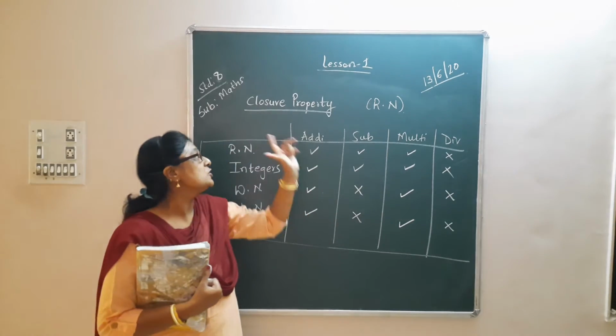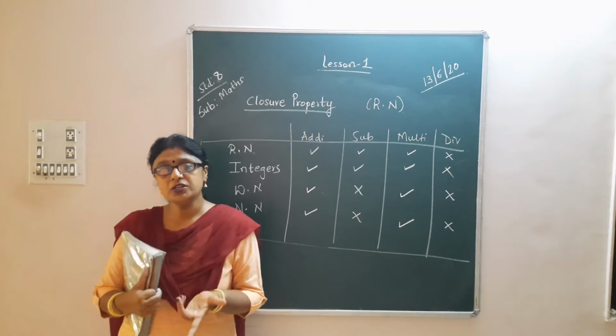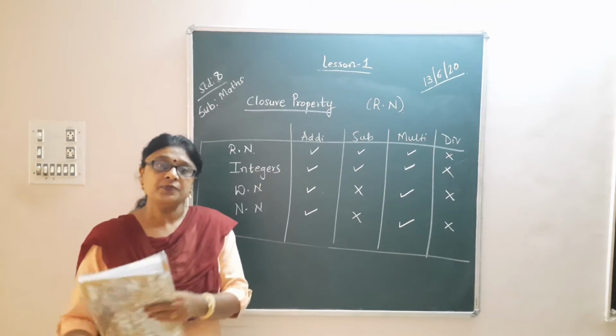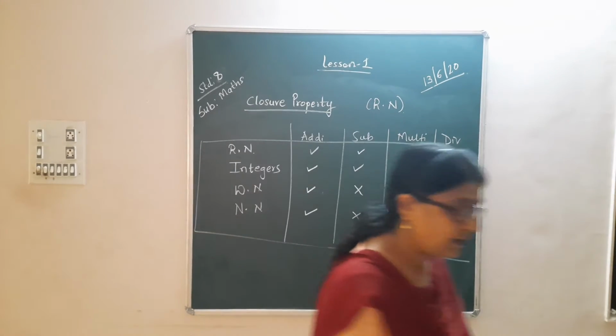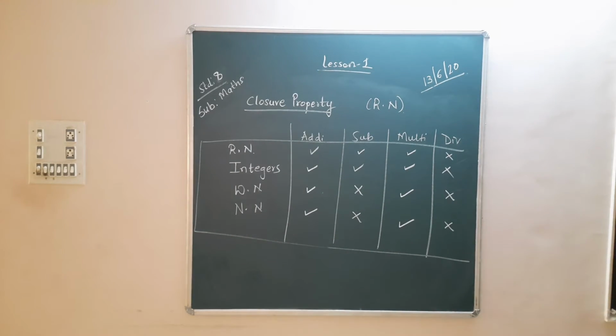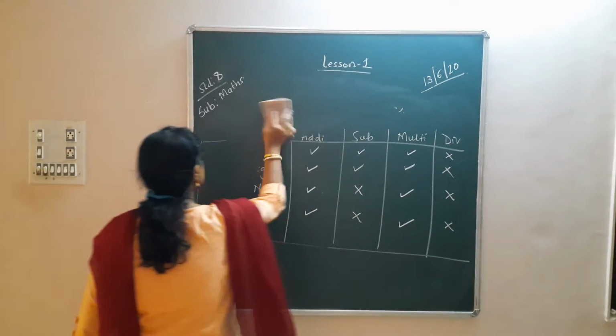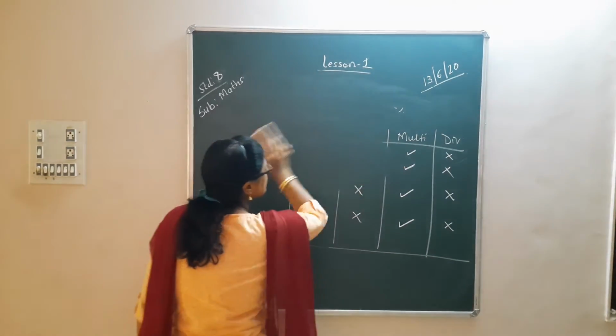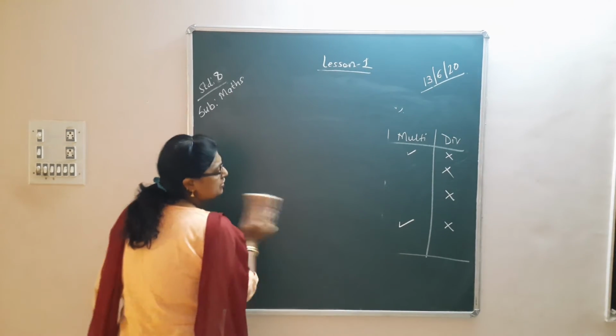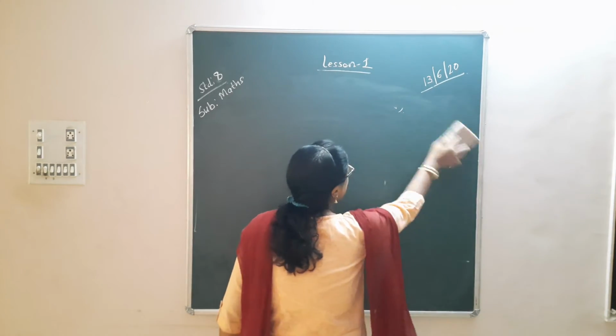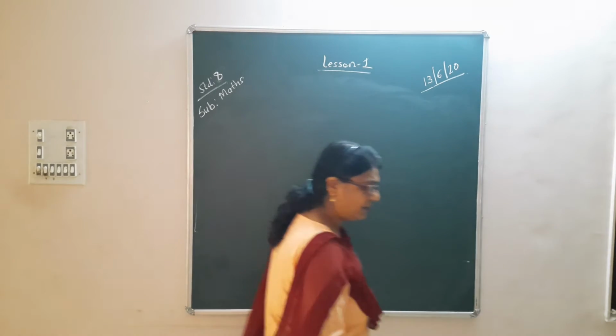Understood? Okay, so now we move on to our next property, that is commutative property. Again, commutative property you have to check for all the types of numbers.